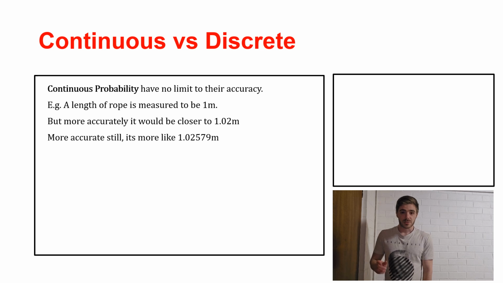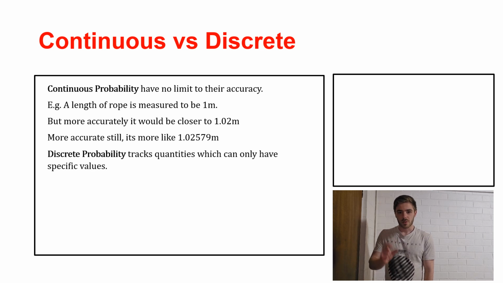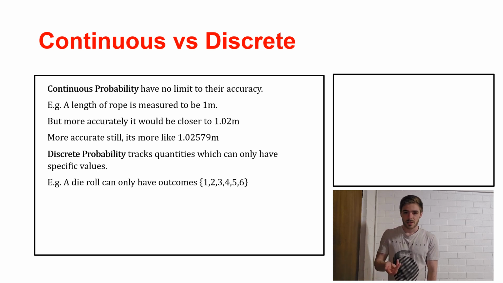By contrast, discrete probability is all about quantities that can only be specific values. The typical example here is rolling a 6-sided dice. You're only going to get the numbers 1 through 6. You're never going to, for instance, roll a 0.5 on a dice. But discrete is a topic for another time. This video is just going to focus on continuous.